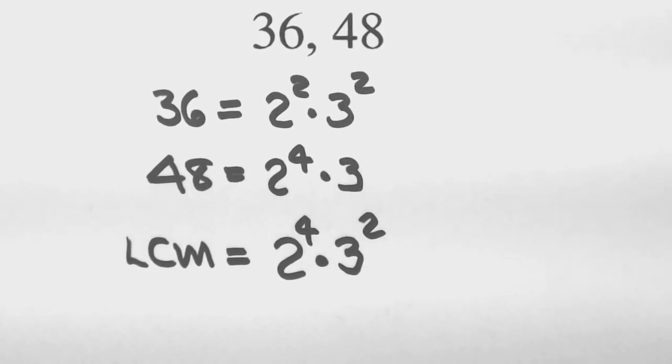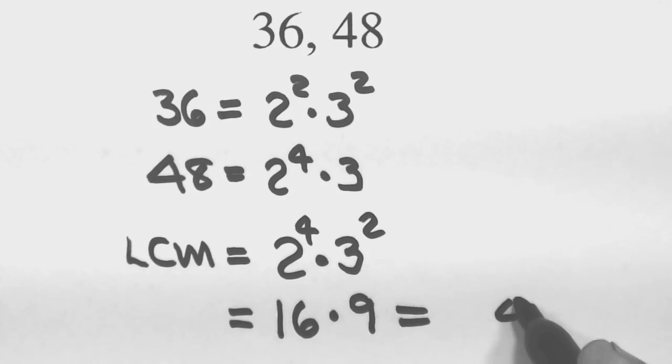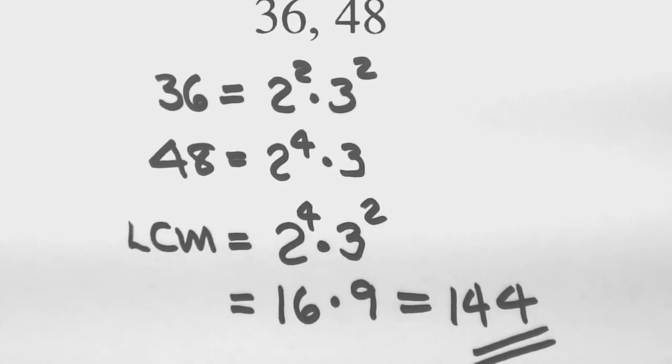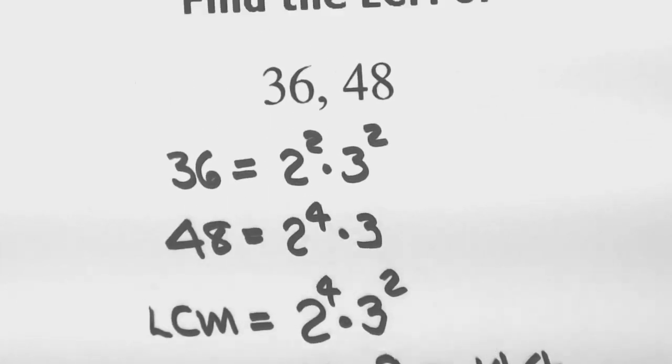Okay, let's put this back together and figure out what we have. 2 to the 4th is 16. 3 squared is 9. Okay, multiply these guys together. 6 times 9 is 54. Carry the 5. 1 times 9 is 9, plus 5 is 14. There's our LCM for 36 and 48. It happens to be 144.